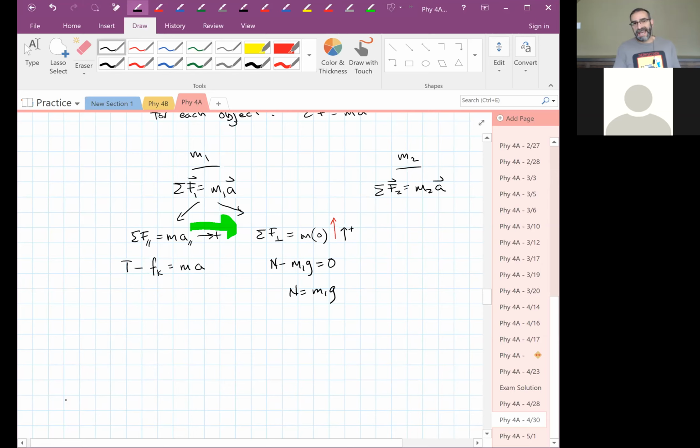I'm just going to call it A because it's the only acceleration we have, right? I guess we could call it A1. Should we call it A1? The acceleration of block 1.